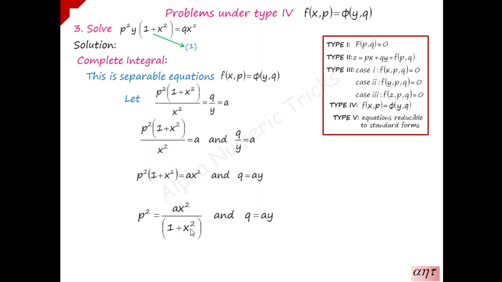After that, we take the square root of p squared is equal to a x squared by 1 plus x squared. So we get p is equal to root a into x divided by root of 1 plus x squared, because when taking the square root we have root a, and q is equal to a y. We get the values of p and q. What is our next step? We have to substitute these p and q values in dz is equal to p dx plus q dy. So what is the value of p?